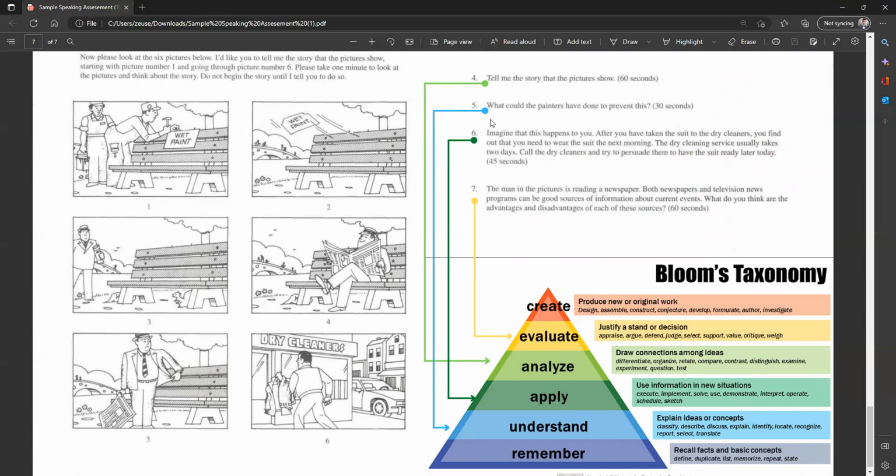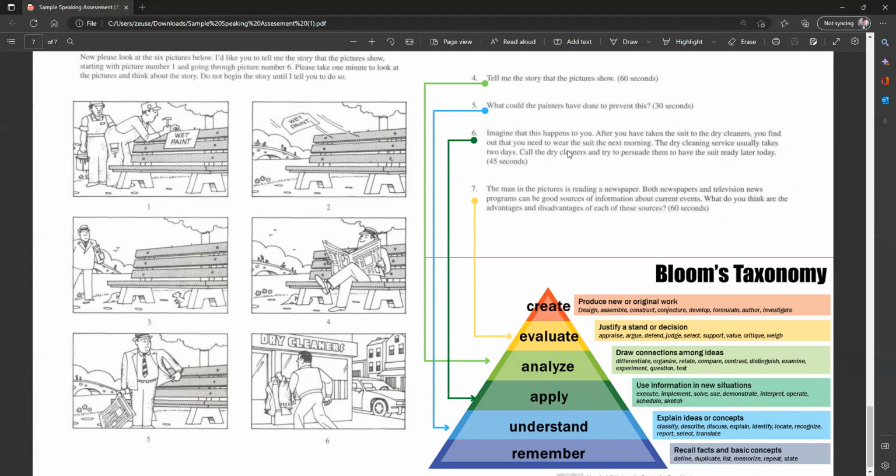Next, question number 5. What could the painters have done to prevent this? Question number 5 is aligned with the understanding level, as it asks the assessee to explain what could be done differently to prevent the outcome depicted on the illustrations.